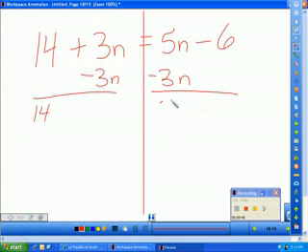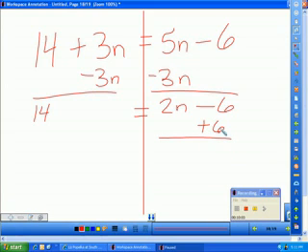5n minus 3n is 2n. Don't forget about that minus 6. So now I really have a two-step equation. 14 is equal to 2n minus 6. I get rid of the subtraction first before I get rid of the multiplication.